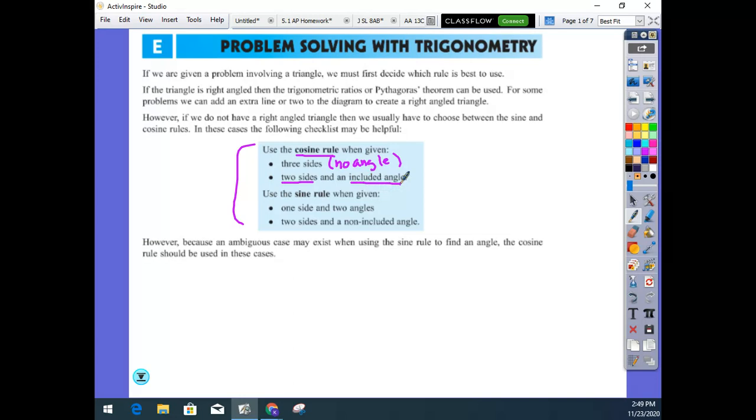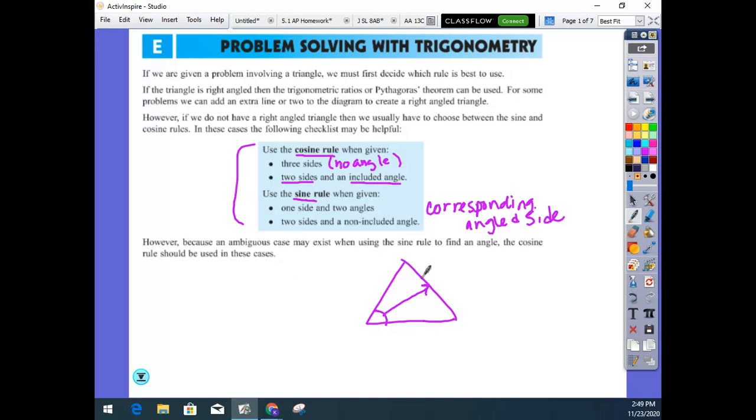Now, what I say about sine, I say to use sine, you need a corresponding angle and side. So what I mean by that, if you have this angle, you need to have this side. You always need a pair that goes together. This angle, this side, this angle, this side. In order to use law of sine, you always need a corresponding angle and side.